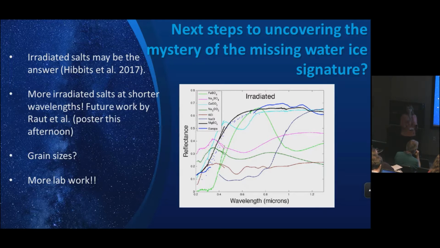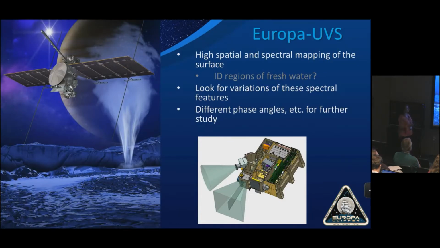Ujjwal has a poster about irradiating salts and ices, so that kind of information will help us really disentangle what these materials are on the surface. There's still a possibility for grain sizes, and we need more lab work. Just to remind everyone, there is a UV instrument that will be on Europa Clipper, and we will get high spatial and spectral mapping of the surface.